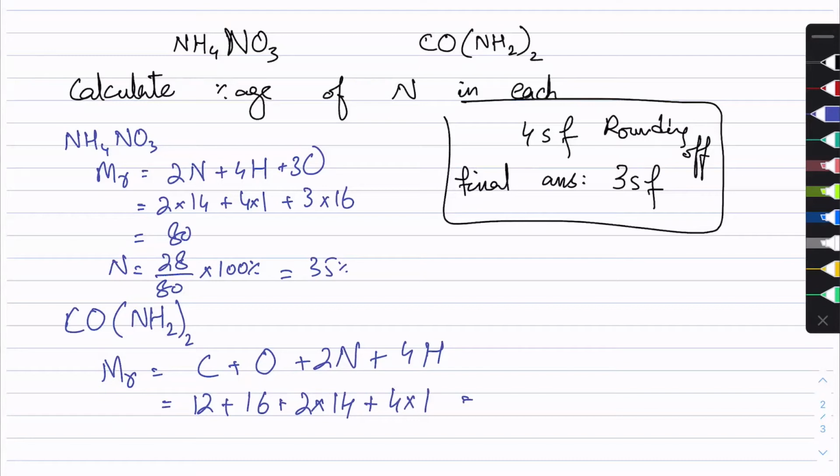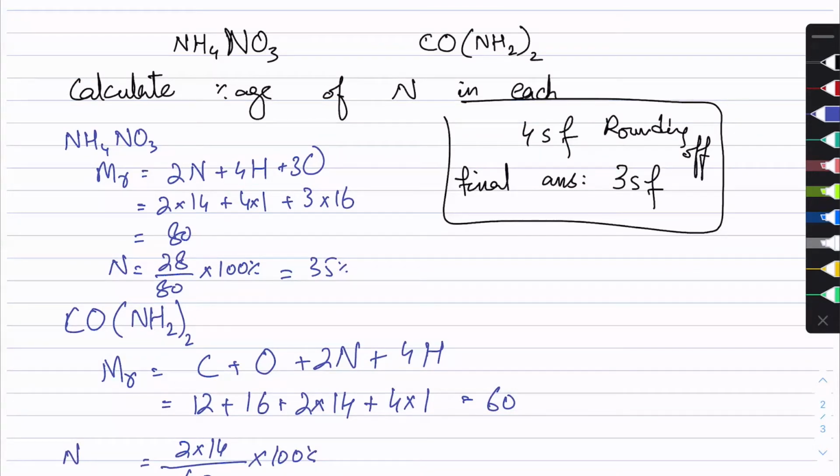So this will be 12 plus 16 plus 28 plus 4, 60. And out of that, again, nitrogen is this part. So it's going to be 2 times 14, which is 28 over 60 times 100%. And that is the percentage of nitrogen. So this will come out to be 28 over 60.